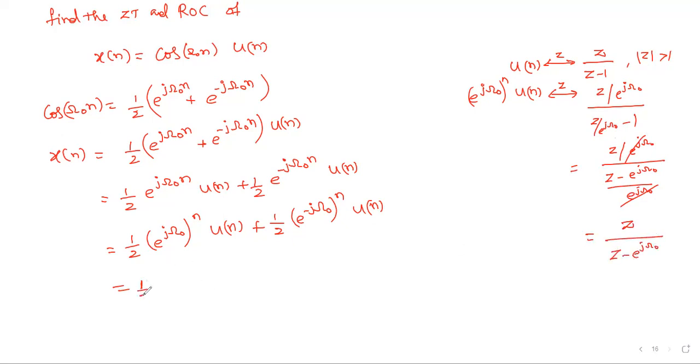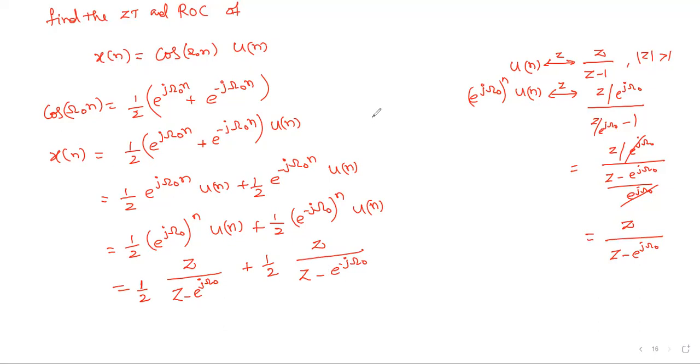So we get 1 by 2 into z by z minus e power j omega naught, plus 1 by 2 into z by z minus e power minus j omega naught. Right, what is the ROC for this? The ROC will be mod z greater than 1.